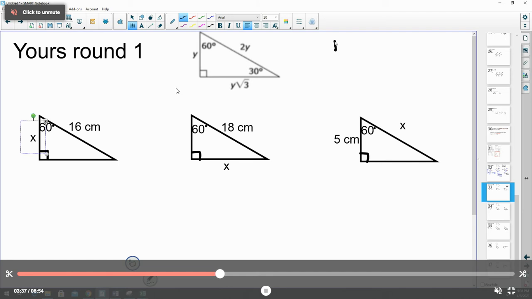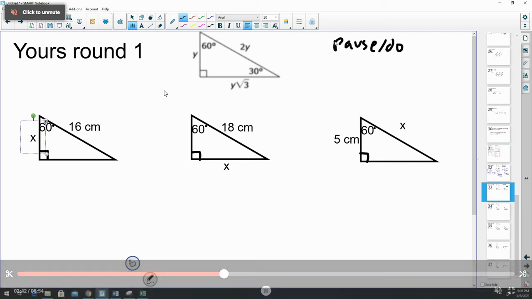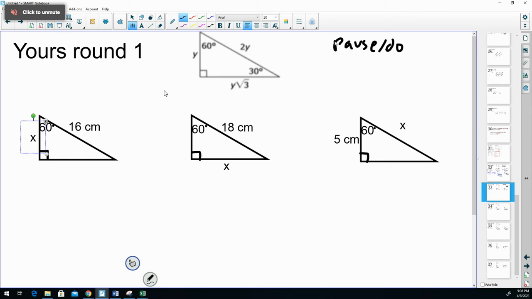So here's yours, round 1. So here, you want to pause and do these. Make sure you draw the triangles.